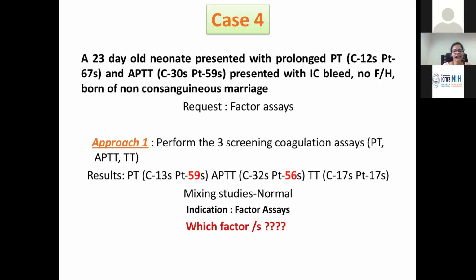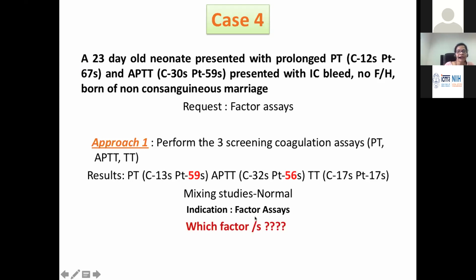Now, this is a case of a 23-day-old neonate presented with prolonged PT, APTT, and with IC bleed. There is no family history, born of non-consanguineous marriage. So looking at the PT, APTT values, which are both prolonged, they asked us to do the factor assays. We repeated and we got somewhat similar results. PT, APTT prolonged, thrombin time normal. So it is nothing related to an inaccurate sample.